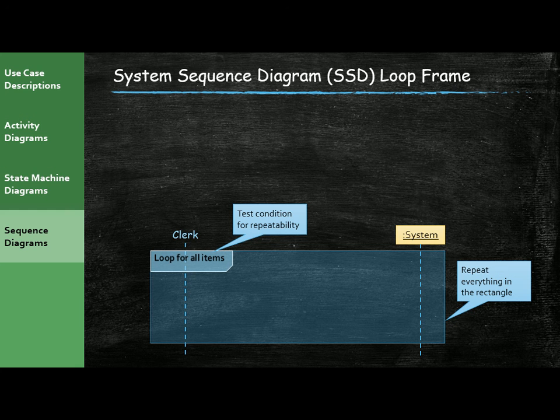So we normally don't add the items all in one move. We have to select each item one at a time and add it to the order. So that would be a looping condition. One way to show that is with a frame. We can do what's called a loop frame.